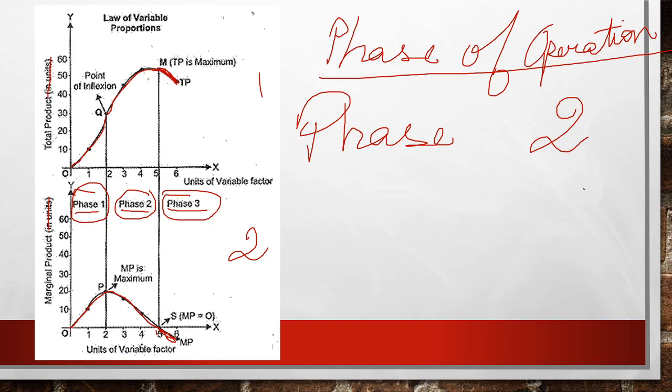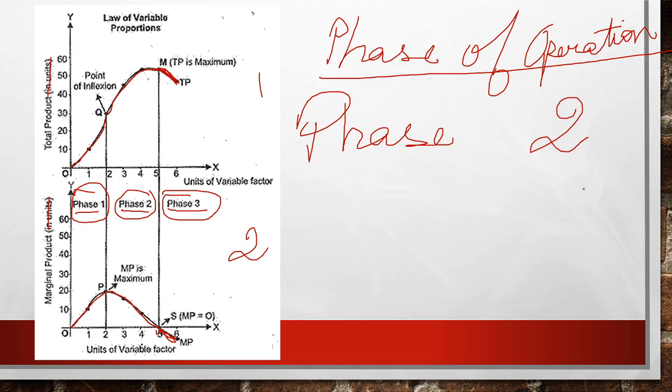So this brings us to the conclusion that a producer will aim to produce in phase 2, as TP is maximum and MP of each variable factor is positive. While you are employing more and more units of variable factor, you are getting positive marginal product. So you will continue to produce in the second phase. This is all about the law of variable proportion.